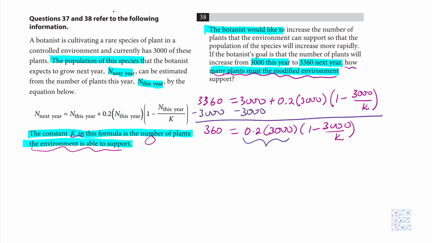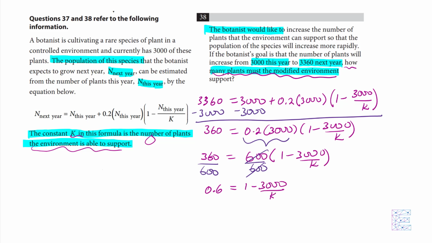So our next step, why don't we go ahead and multiply these two together? 0.2 times 3,000 is really just 600. So we have 360 equals 600, quantity 1 minus 3,000 over K. And we'll continue working on this. Next step is to divide both sides by 600. So then 360 divided by 600, of course this is the calculator section, so you're allowed to use your calculator, but it's probably not as difficult as it might seem. You could do it without a calculator, but use one if you need to. And then this equals 1 minus 3,000 over K.